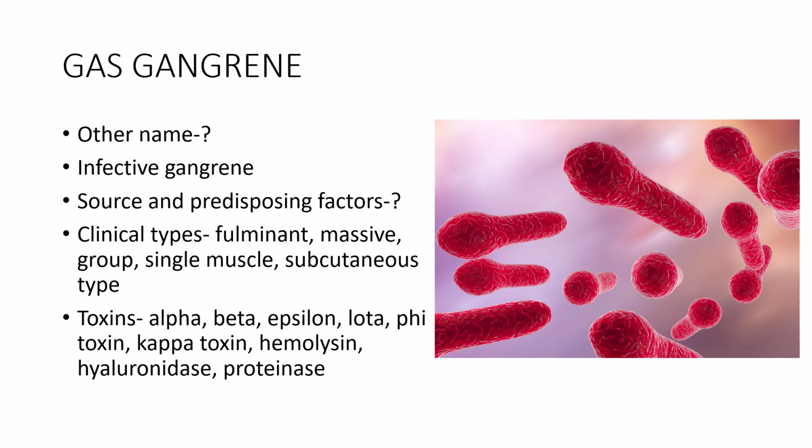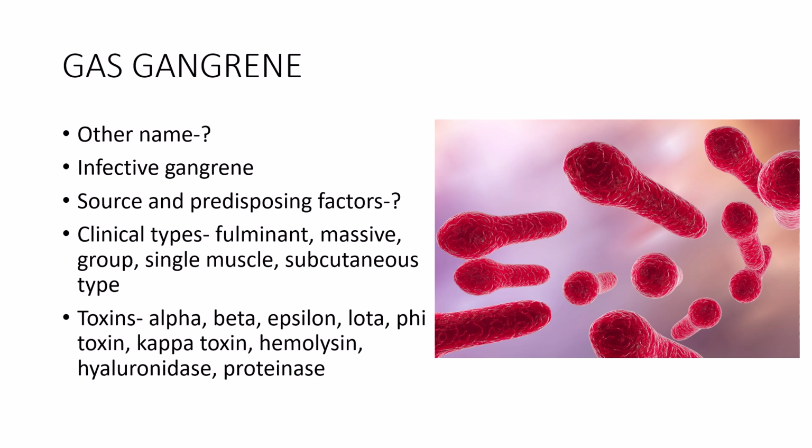We have different clinical types for it. We have the fulminant type. In the fulminant type, it causes rapid progress and often death due to toxemia, renal failure, liver failure, MODS, or acute respiratory distress. When we go to the massive type, we see that it involves the whole of one limb, containing fully dark colored gas filled areas.